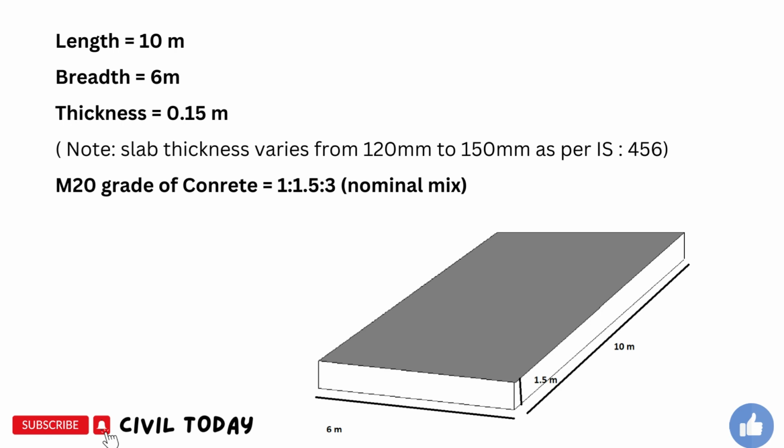And the most important thing, we have to know the grade of concrete we are using. For example, in this case I am using M20 grade of concrete, which is a nominal mix, as the proportions are already specified by the IS code, and those proportions are written here.